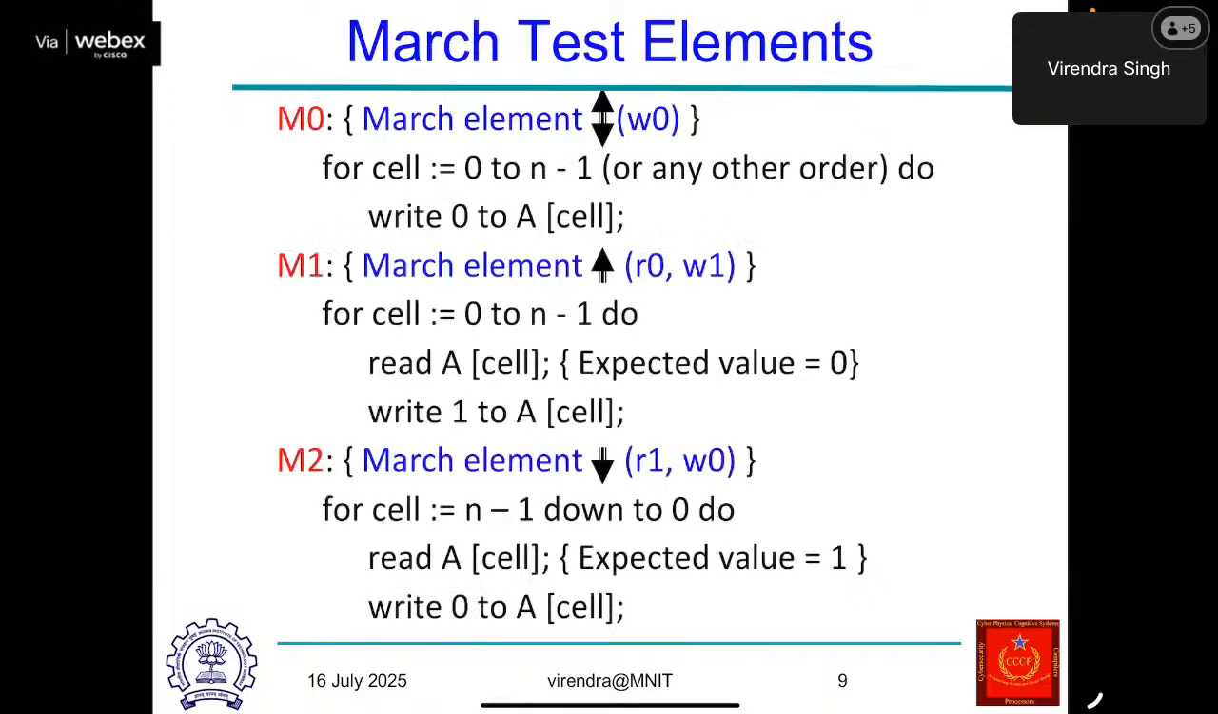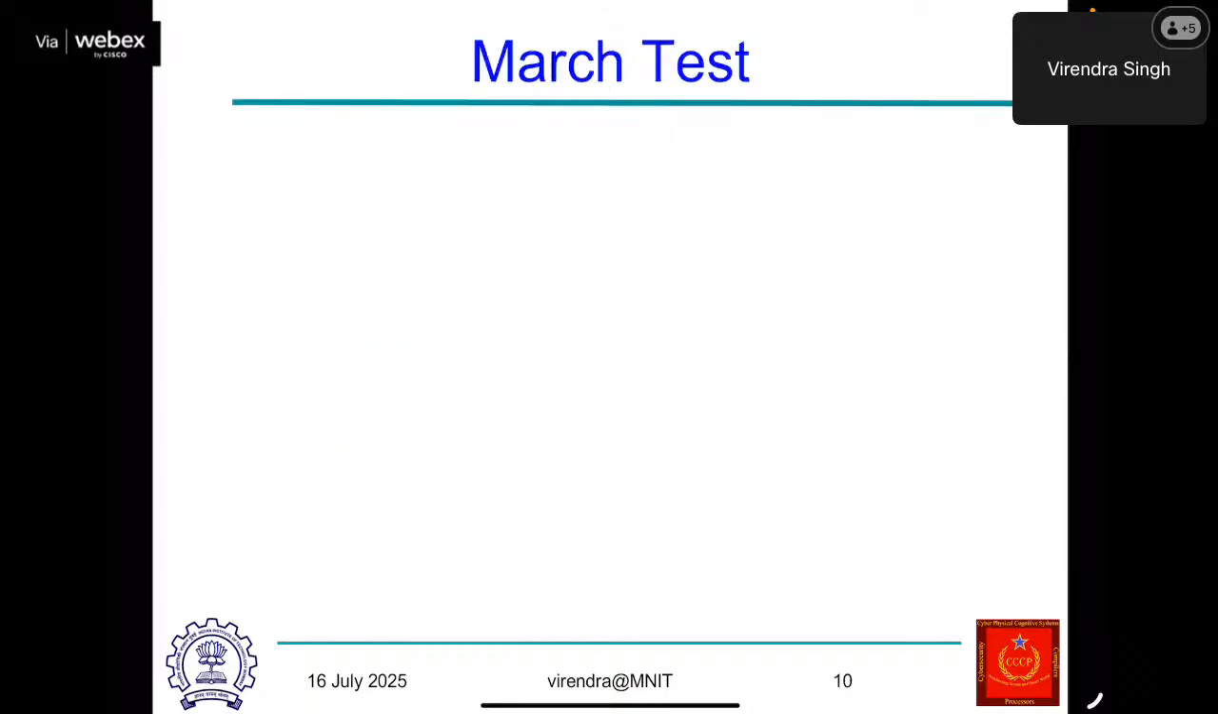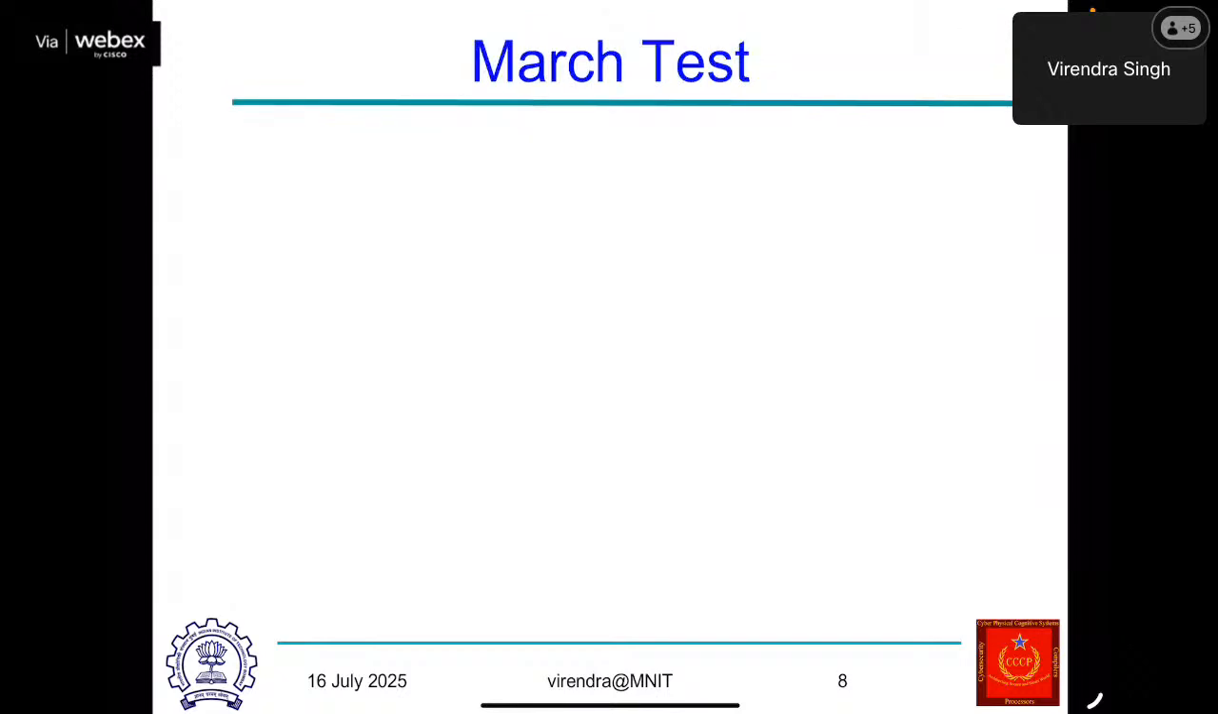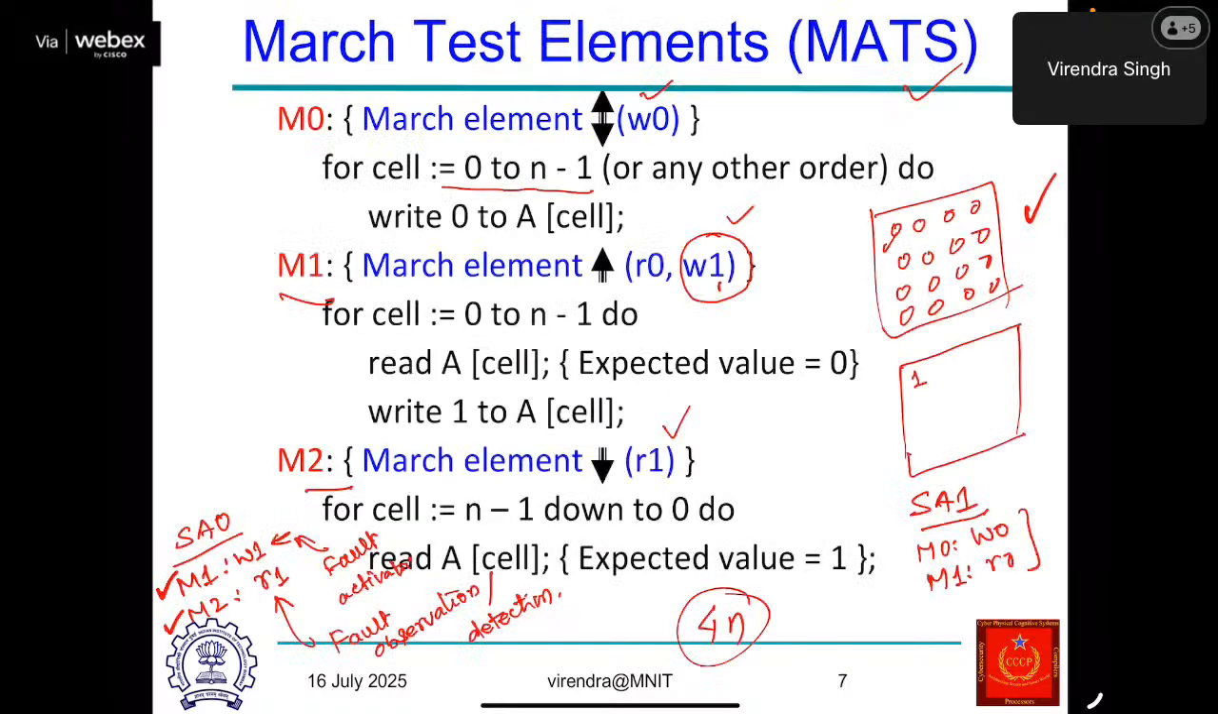Maybe I'll come back to this test. But then it was augmented to March plus, wherein one more operation was added as W0. In terms of stuck at fault detection, this cannot detect anything extra.